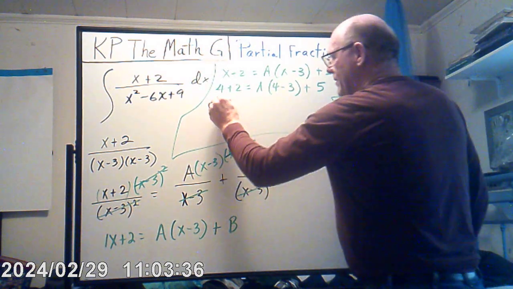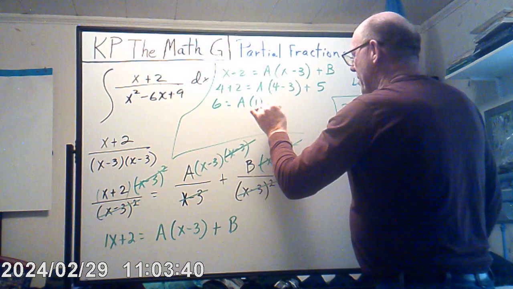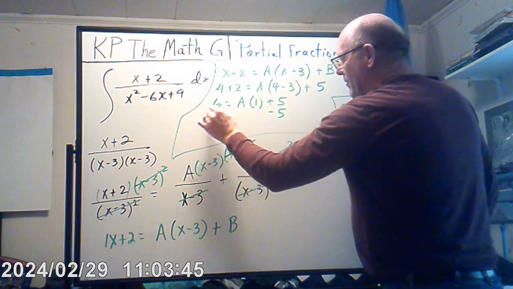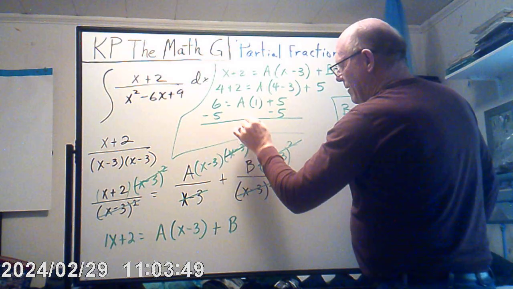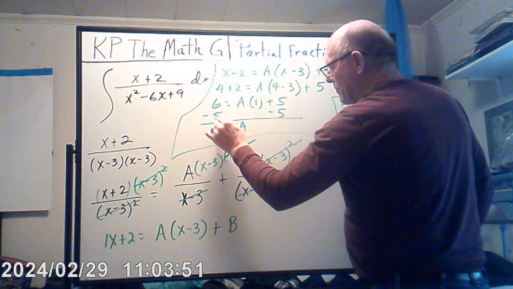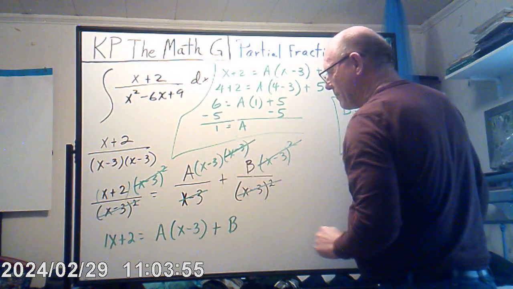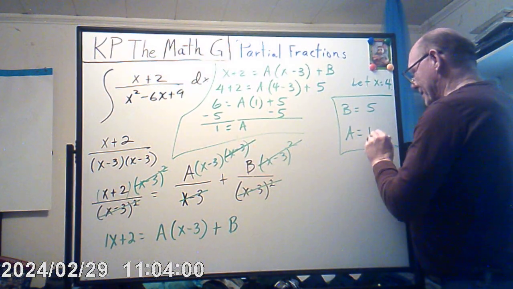Well, 4 plus 2 is 6. 4 minus 3 is 1, plus 5. And then if I subtract 5 from both sides, I see what a is. So 1a is equal to 1, which means that a itself is equal to 1. So a is equal to 1.